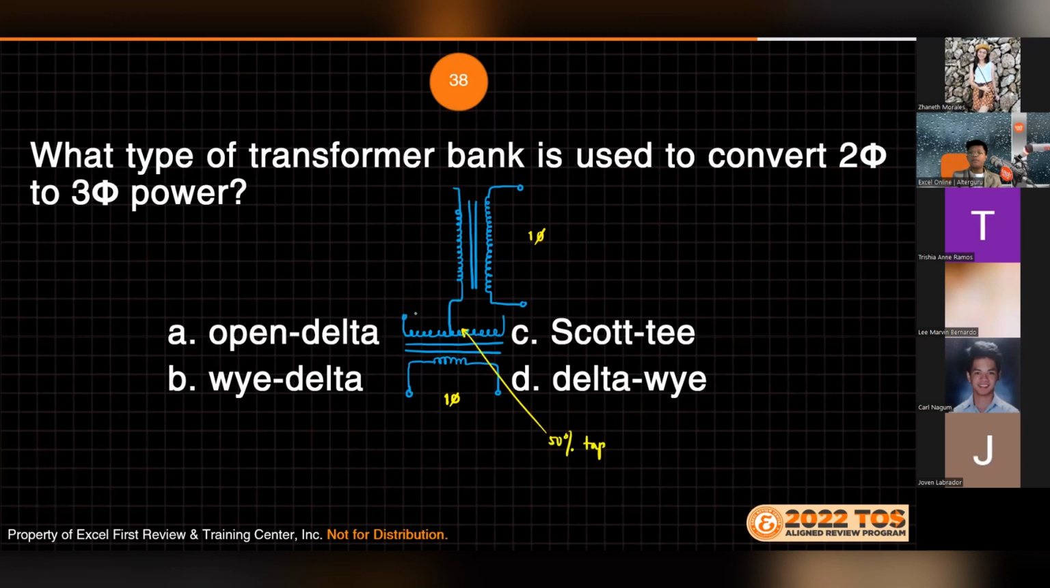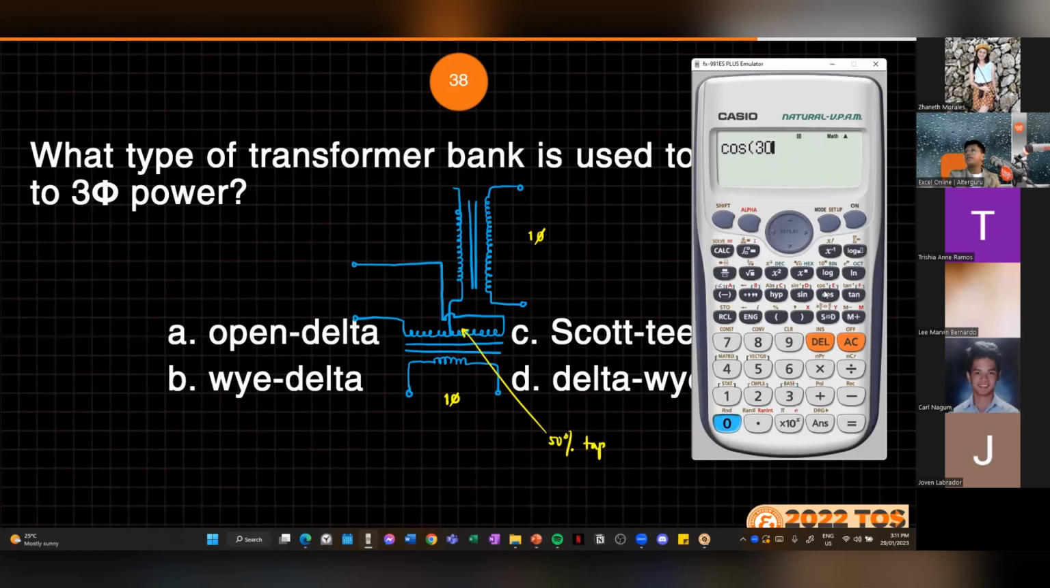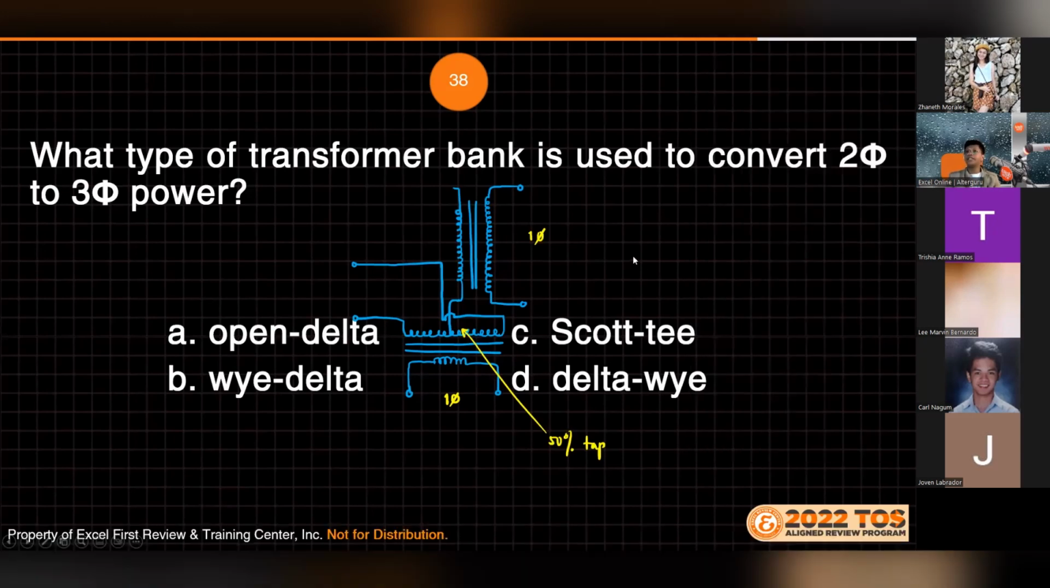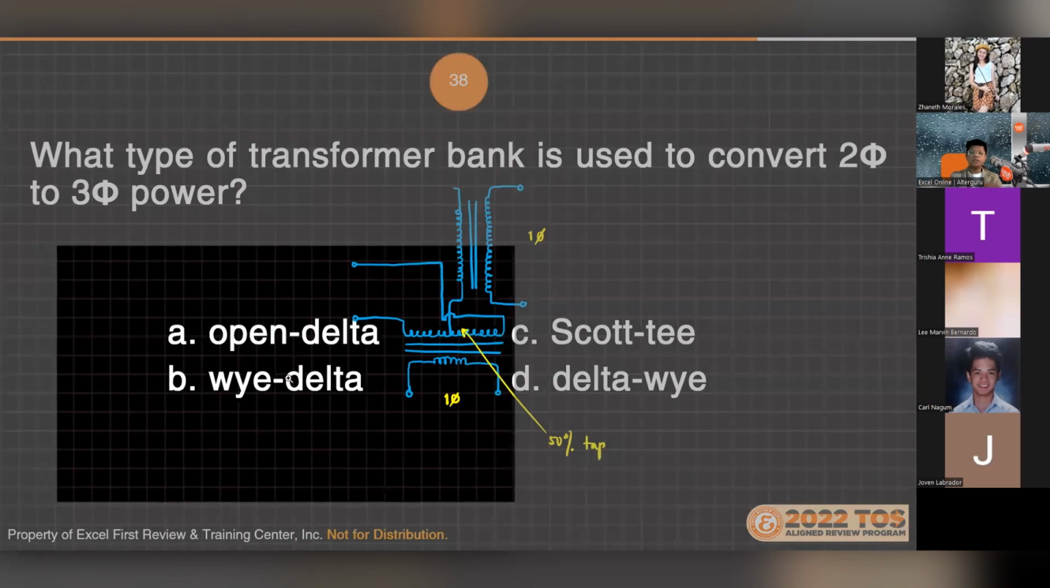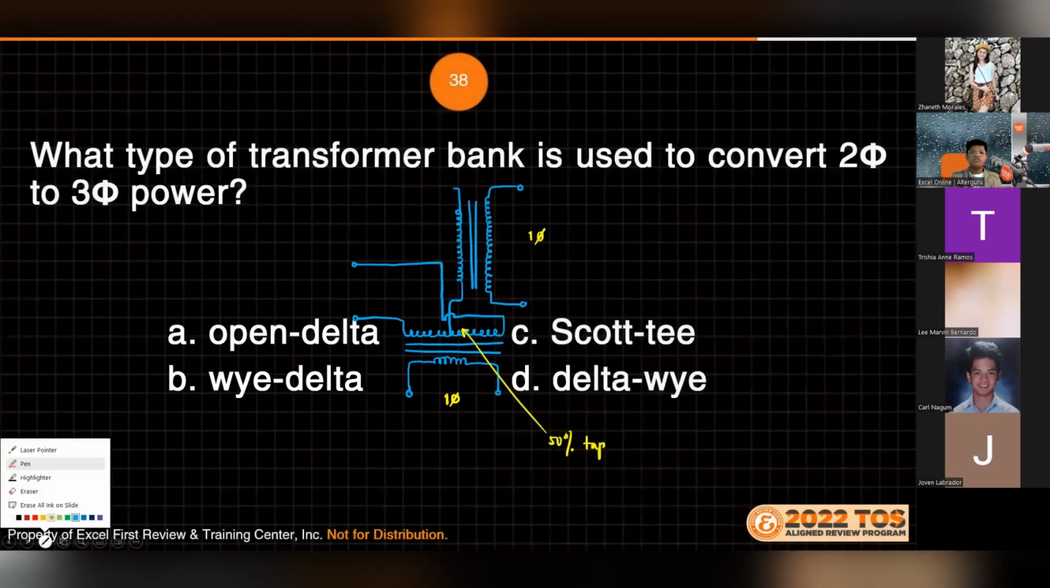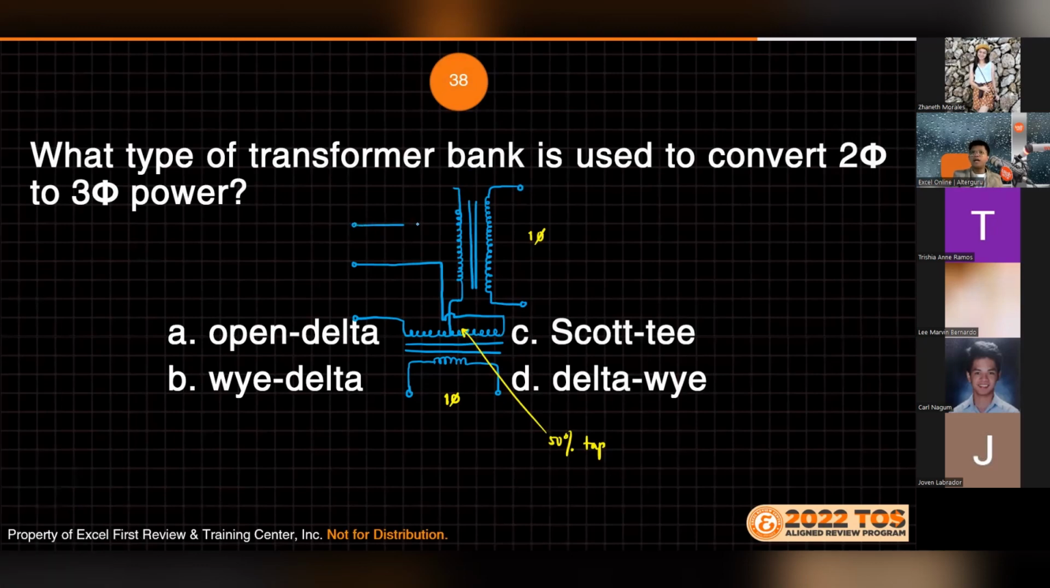Ito yung unang terminal ng three-phase. Okay? Ito naman yung pangalawang terminal ng three-phase. Okay? Yung pangatlo, ganito yon. Teka lang. Ano ba yung cosine 30? Cosine 30 is 0.866, ayun. Kasi floating siya. So ngayon, dito lang yung pangatlo niya.